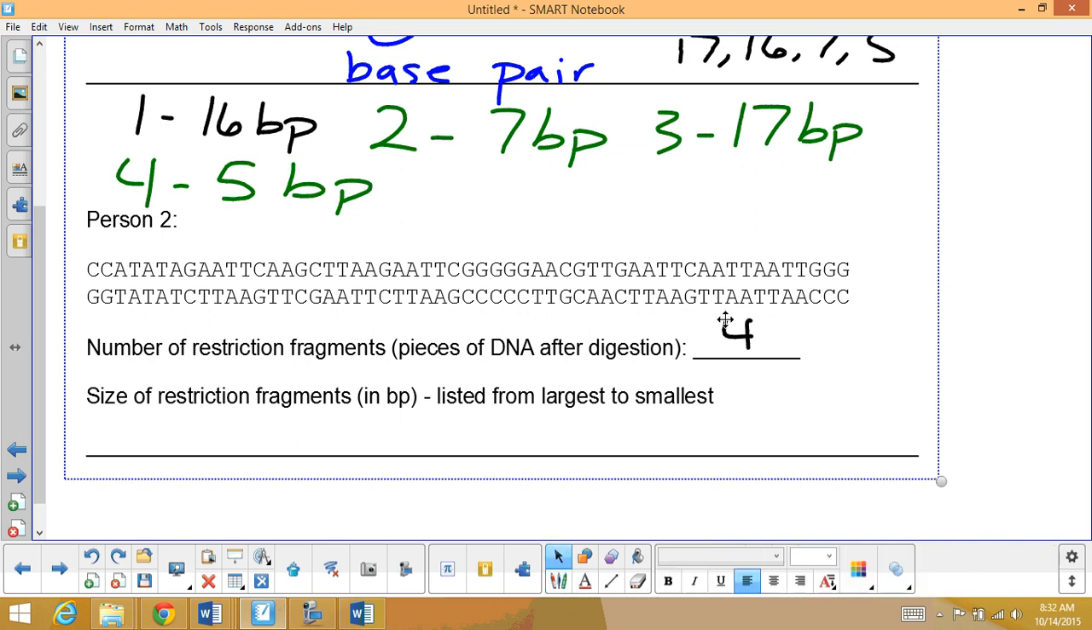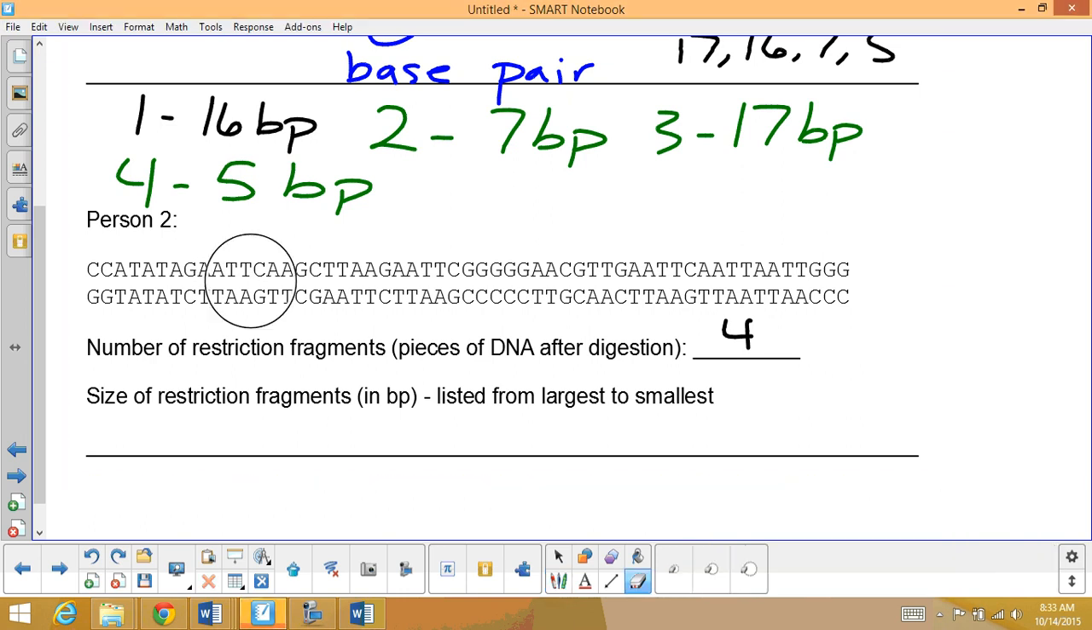All right, Jacob, come on up, man. She's beating you to the punch already. So hopefully you've got 3 cuts in here, which means 4 fragments. That's fine. It's a learning curve.